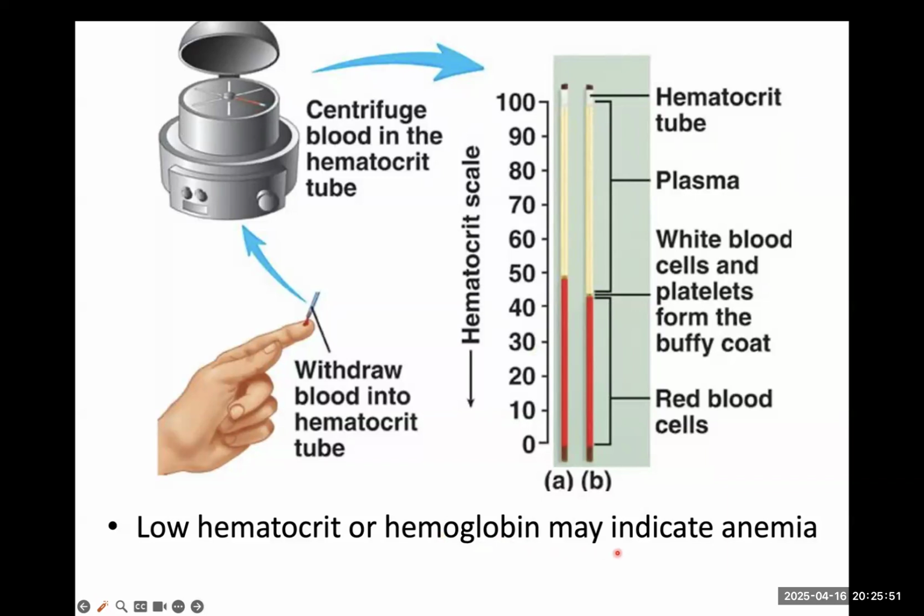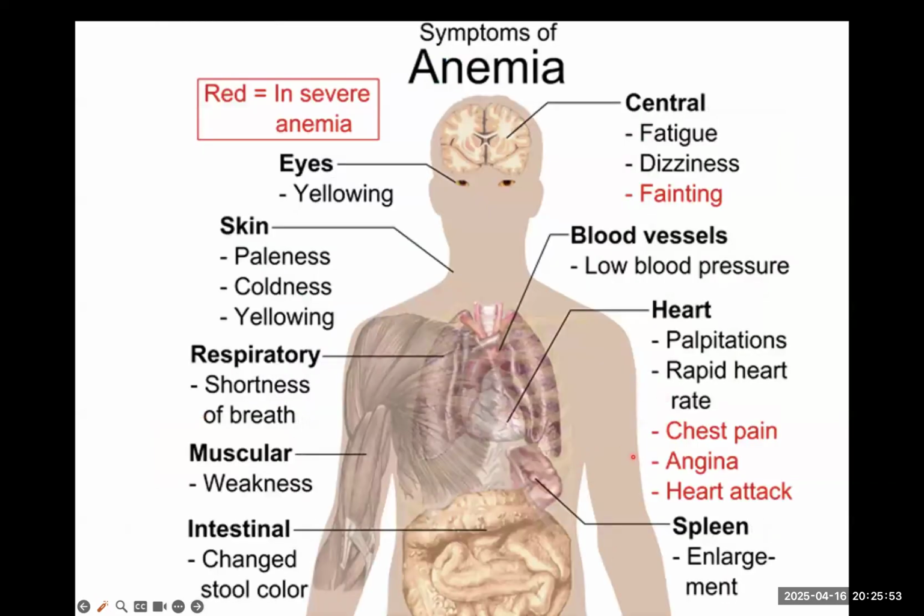So low hematocrit or hemoglobin may indicate anemia. That's what the next slide is. What are some signs of anemia? If you're anemic, that means you don't have as many red blood cells as you need to have. So you're going to be very dizzy. You might faint because you're not getting enough oxygen into your body. The ones in red are severe anemia: chest pain, heart attack, angina. Those are the things that can happen.